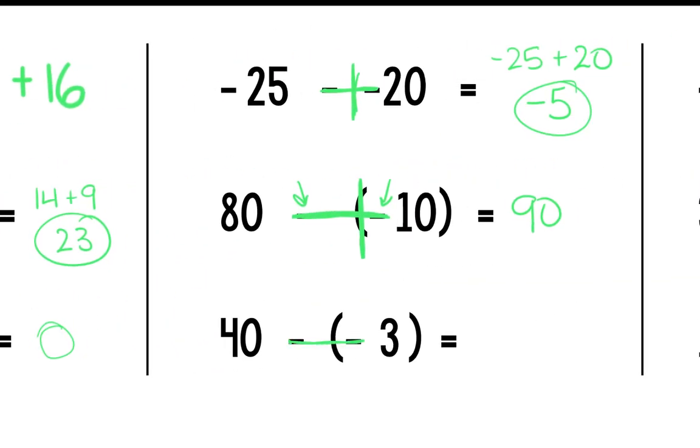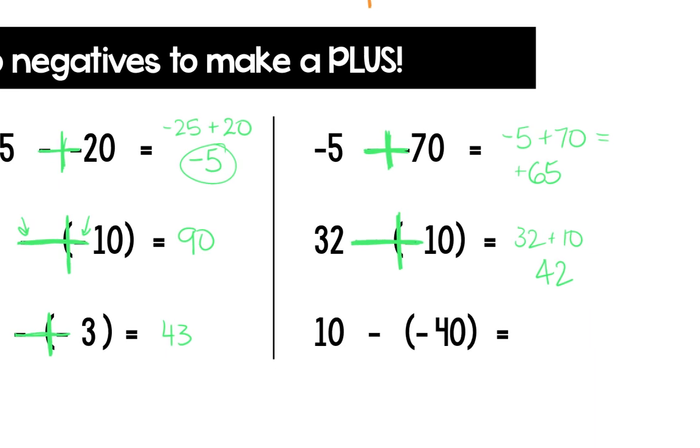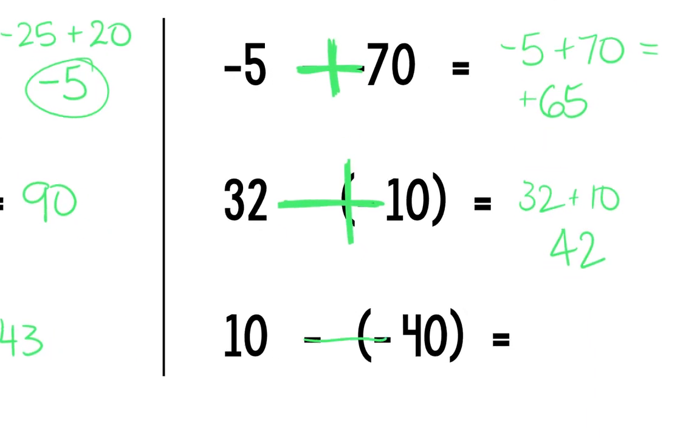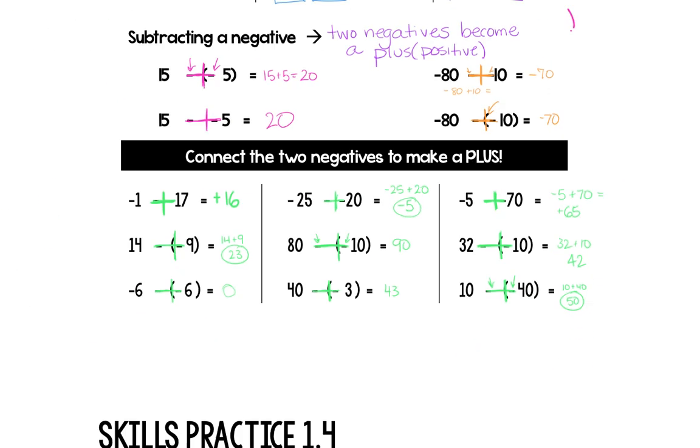40 minus negative 3, great big plus sign. This becomes 43. And 10 minus negative 40. Again, I'm connecting two negative signs to make a big plus sign. This is 10 plus 40. We get 50 as our answer.